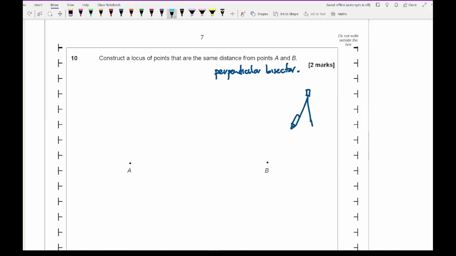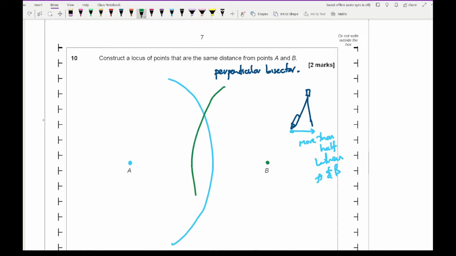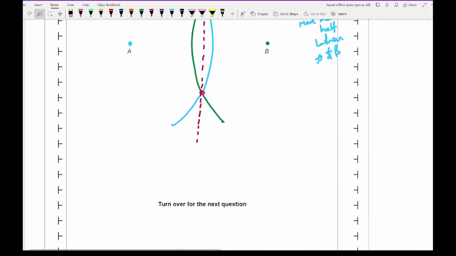Now you want to set your distance between your pin and your pencil so that it's more than halfway between the 2 points, between A and B. Now it doesn't matter what it is, as long as it's more than halfway, then that's fine. You put the pin on A, and then you draw an arc in between A and B. Now the next thing you do is not adjust your compass, put the pin this time on B, and then draw an arc in the middle. You should end up with something that looks like this, and you should find you've got two intersection points. Then you want to draw a dotted or dashed line between those two arcs, and anywhere on that line would be equidistant from A and B.